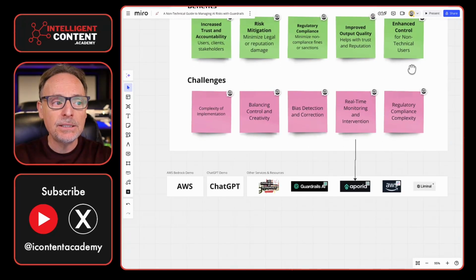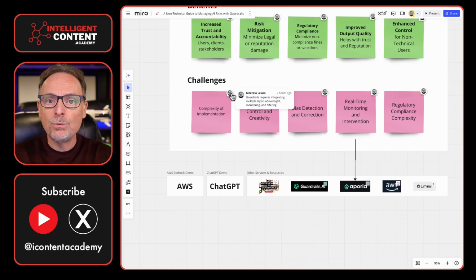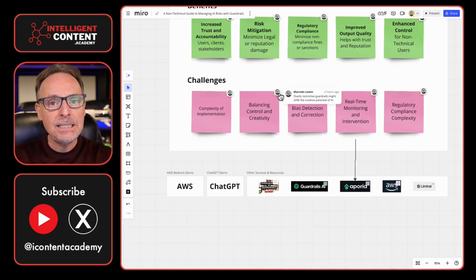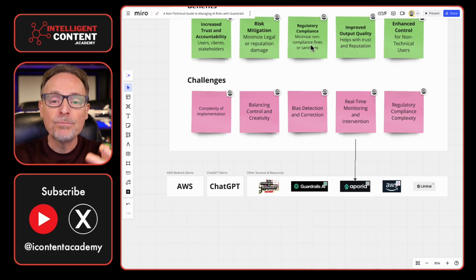Now, there are some challenges. It's pretty complex to do it right and to do it in all those touch points within the AI lifecycle, right? Guardrails requires the integration of multiple layers as we covered, and monitoring and oversight and updating. So it's not an easy thing to do properly and at scale. But again, it's definitely worth it for trust and reputation. You don't want to get fines. You don't want to get sued, that kind of thing.